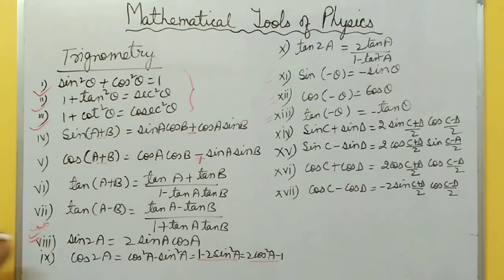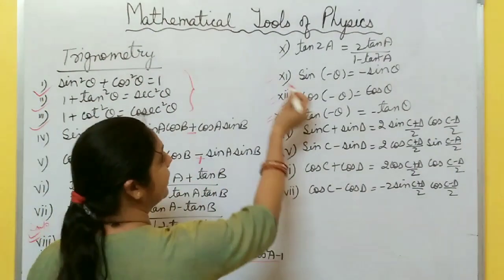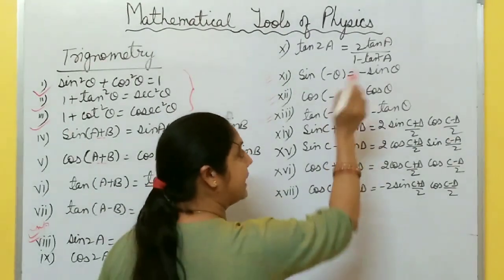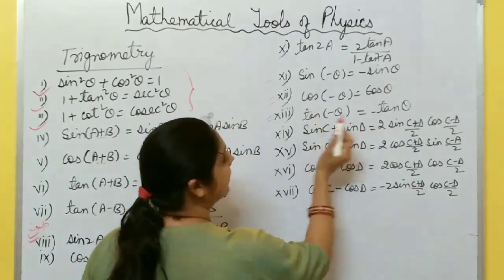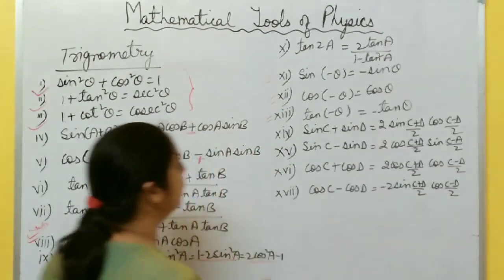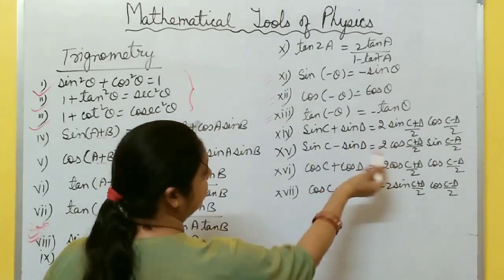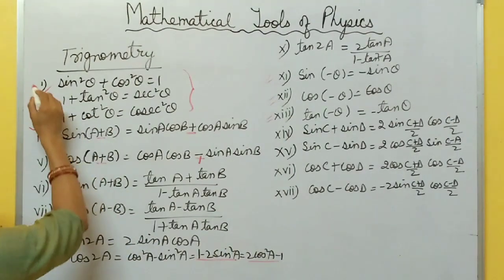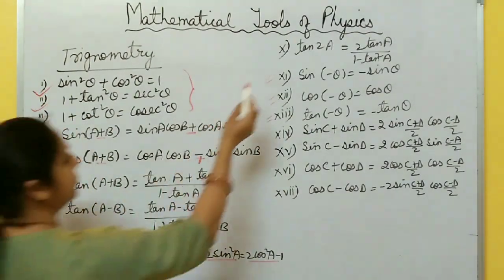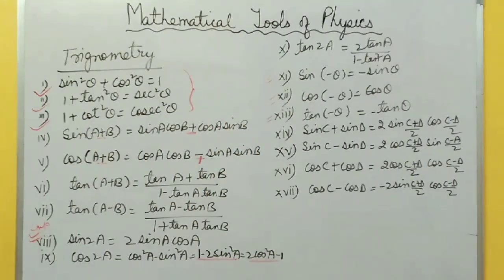1, 2, 3, then 4, then 5. Sine minus theta is minus sin theta, cos minus theta is cos theta, and tan minus theta is minus tan theta. Other formulas like sin C plus sin D, sin C minus sin D, these are also there, but these are important. 1, 2, 3, 4, 5, 6, 7. So please take a screenshot.